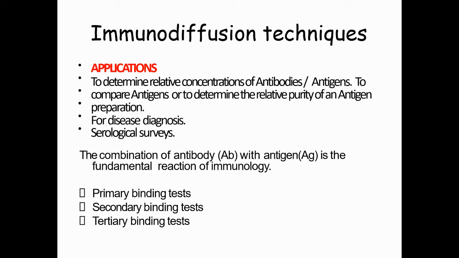So it plays a major role in determining the relative concentrations of antigen and antibody, and it is used to compare antigens and to determine the relative purity of an antigen preparation. It is also used for diagnosing disease, and immunodiffusion is used for serological surveys. The combination of antibody with antigen, this fundamental reaction in immunology, has been classified into three major types: primary binding tests, secondary binding tests, and tertiary binding tests.